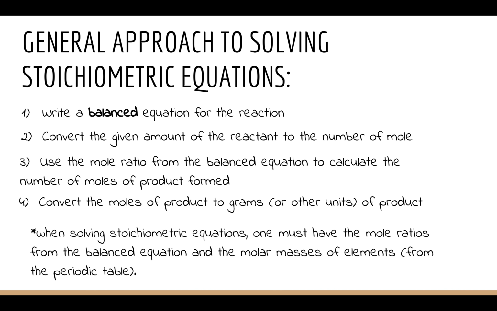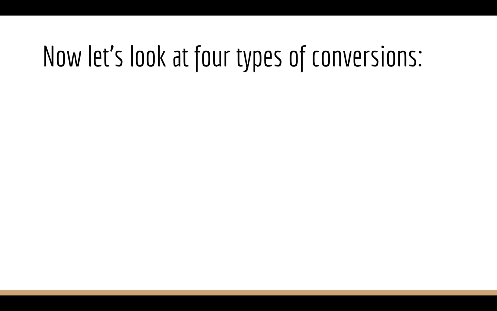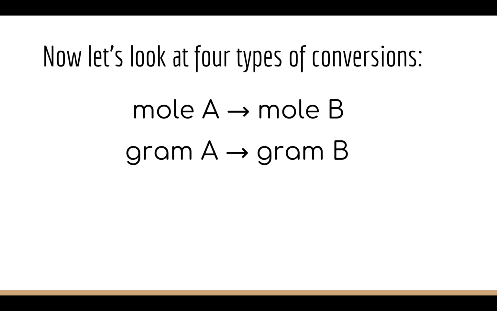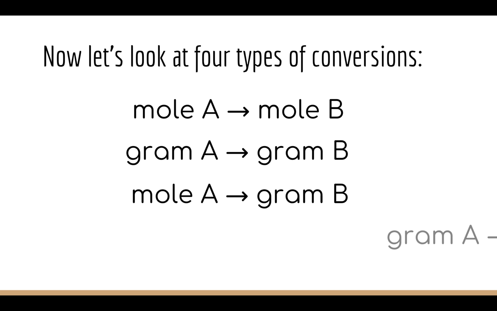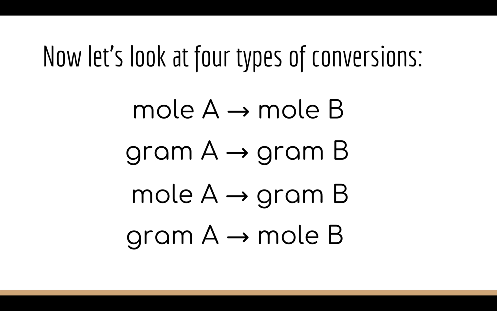When solving stoichiometric equations, one must have the mole ratios from the balanced equation and the molar masses of the elements from the periodic table. That's how we get to grams. Let's look at 4 common types of conversions: mole to mole, gram to gram, mole to gram, and gram to mole. With the molar ratio, we can do any one of these conversions. And we'll actually see that doing these conversions is similar to the factor labeling method we saw in previous chapters.